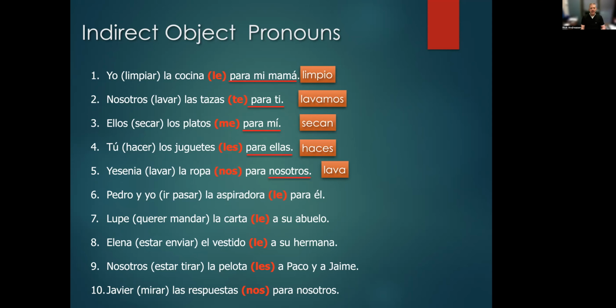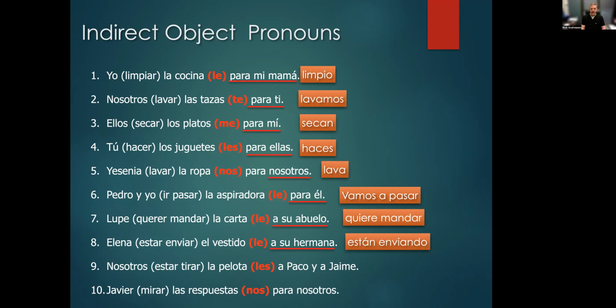So we have our verb, ir, pasar. Aspiradora is vacuum cleaner, para él becomes le. So Pedro y yo vamos a pasar, and para él becomes le. Número 7, Lupe, that's third person singular, the verb querer mandar. Carta is the direct object, a su abuelo is the indirect object, and that becomes le. Lupe quiere mandar. Número 8, Elena is our subject, estar, enviar. So that tells you got to use both those verbs, right? A su hermana is the indirect object, that becomes le, and the verb gets conjugated están. That is incorrect.